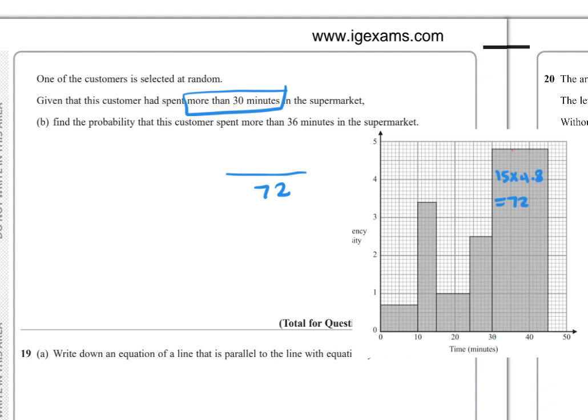And such that this one spent more than 36. So from 72, how many of them spent more than 36? So where is 36? This is 36. So we need to find the area of this rectangle from 36 till 45. So from 36 to 45 is 9, and the height 4.8. So the area, 9 times 4.8, equals 3 over 5.